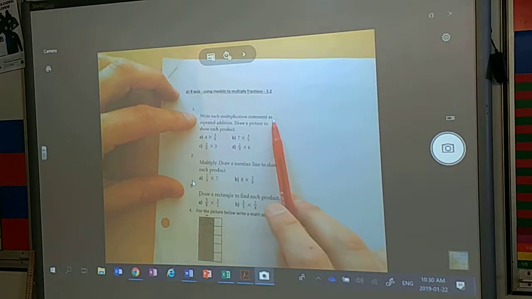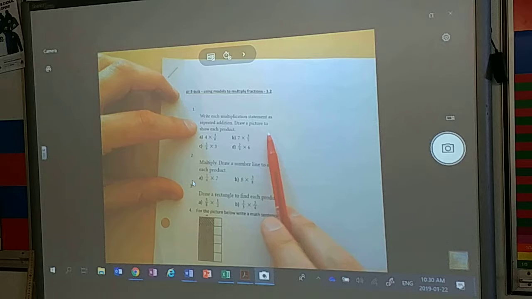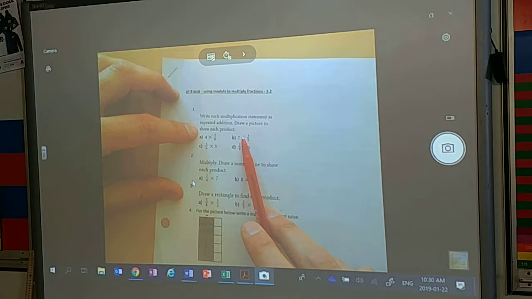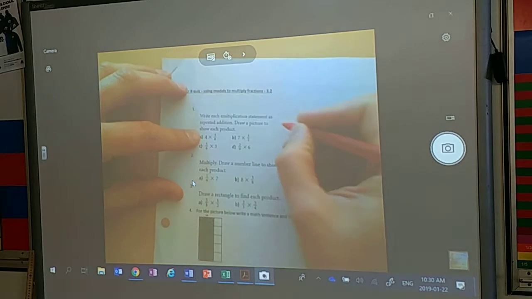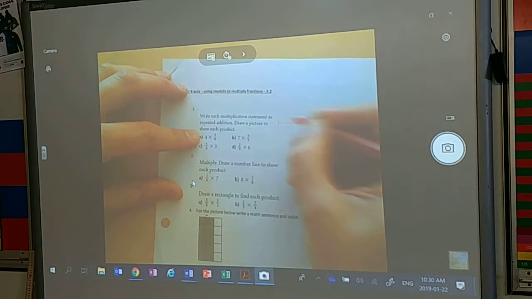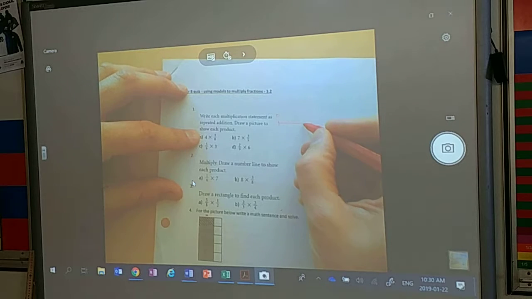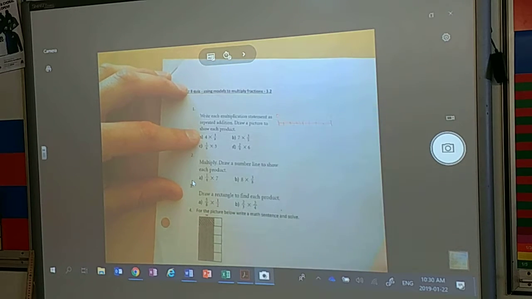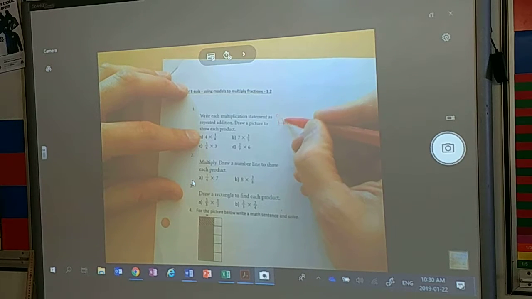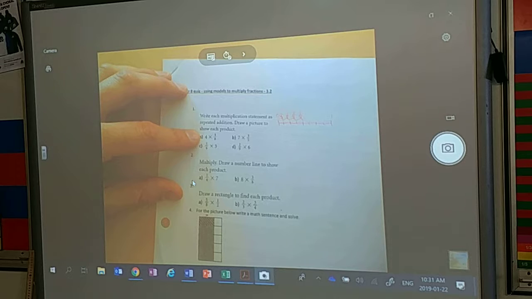First, write each multiplication statement as repeated addition. Draw a picture to show each product. So this one is the repeated addition. So 4 times 1/8. If I were to go from 0 to 1, I can do halves, quarters, eighths. So there are my benchmarks, and I can show this as 1, 2, 3, 4. Each jump is 1/8, and that equals 4 times 1/8. This is straightforward as that.